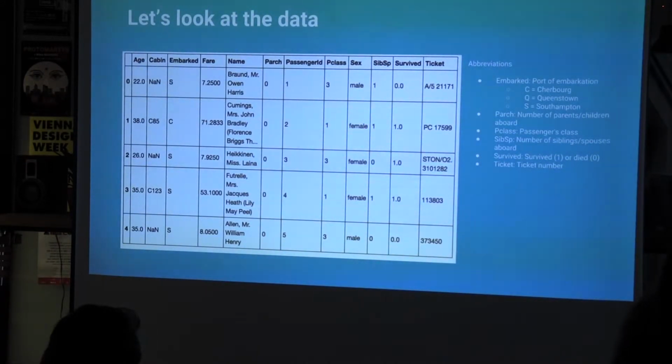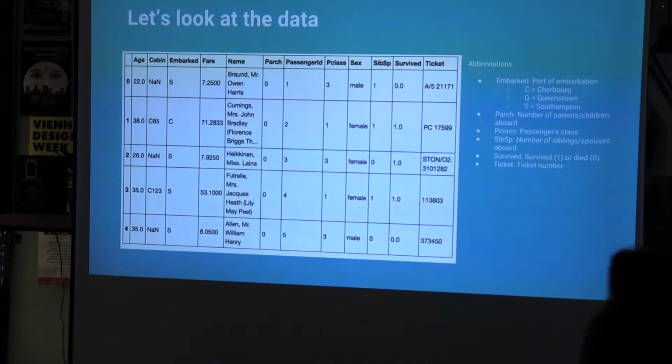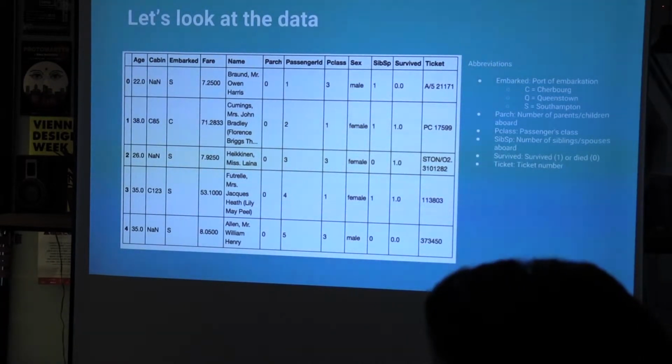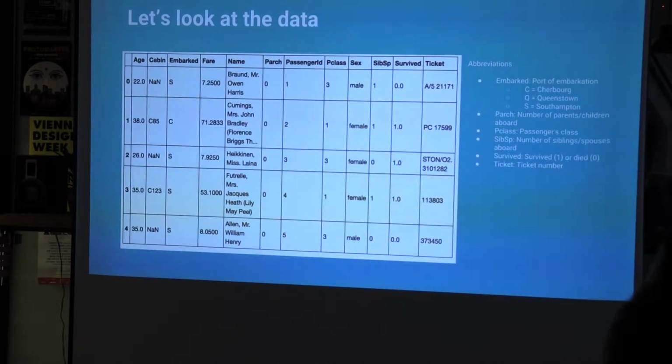So also we have fare, which is basically the ticket price, the name of the passenger, and parch, which is the number of parents or children of the passenger. Passenger ID is self-explanatory. Passenger class: was he in first class or in third class? Sex, male or female. Siblings or spouses, so the number of them. And we have, like the gentleman asked here, survived. 0 is died, 1 is for survived. We also have the ticket ID.